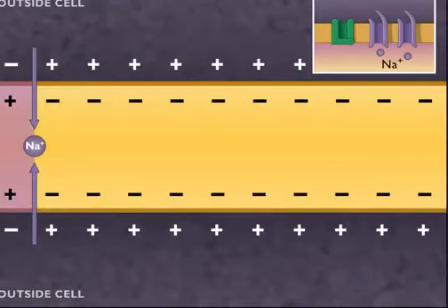This affects neighboring voltage-gated sodium channels, which then open, moving the depolarization along the membrane. This moving depolarization is called an action potential.